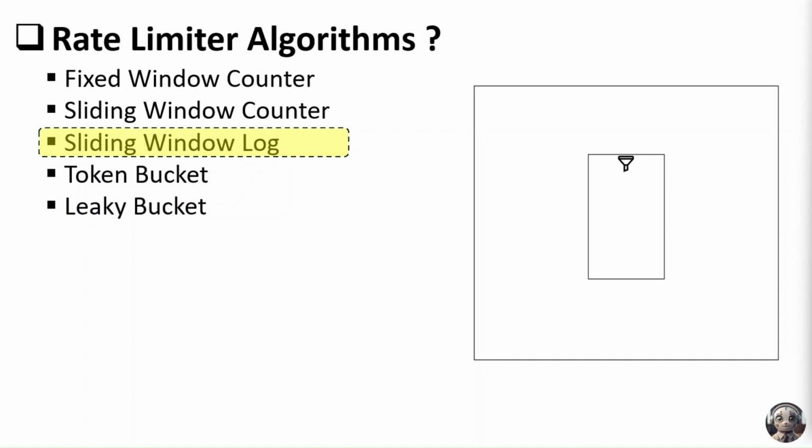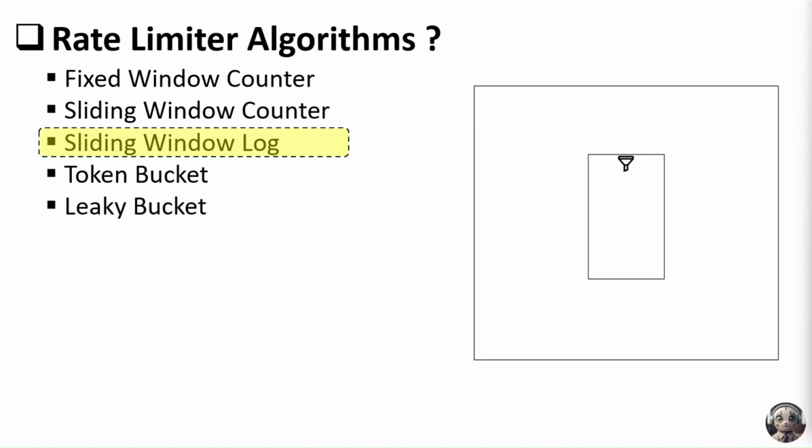Next is the sliding window log. It is a rate-limiting algorithm that offers a more granular and flexible approach to controlling the flow of requests compared to simpler methods like the fixed window counter. It's particularly useful when you need to smooth out the rate-limiting process and avoid spikes that can occur at the boundary of time windows.